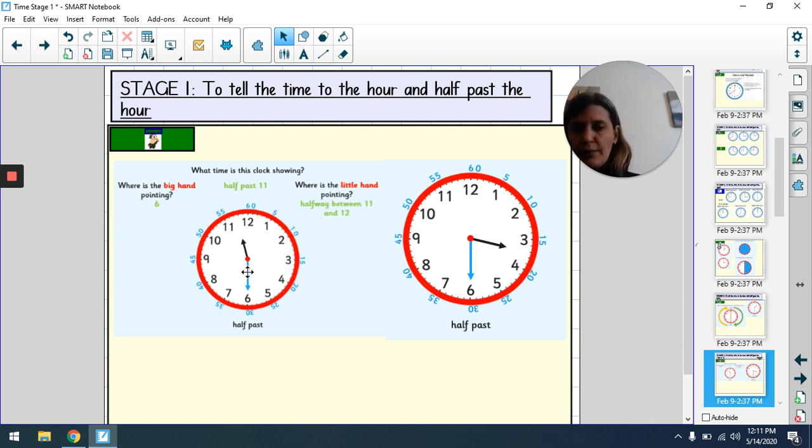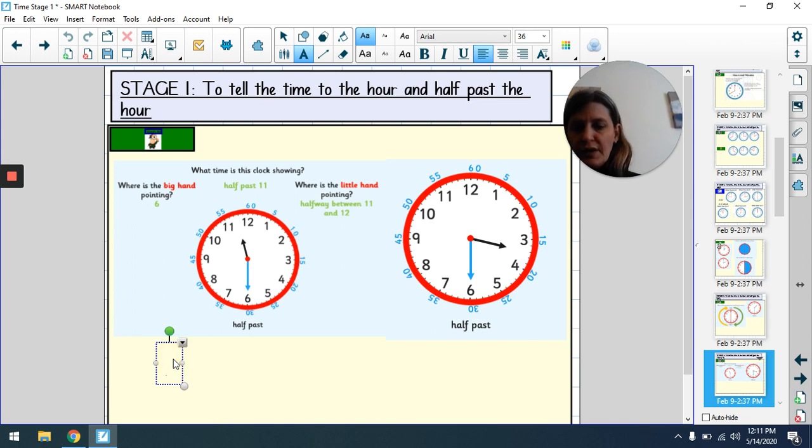Right. My minute hand's pointing down at the 6, so I know it's a half past time. I know it's gone 30 minutes past the last o'clock time. I look at the hour hand. The hour hand is halfway between the 11 and the 12, so it's only gone past the 11. So it is half past 11.